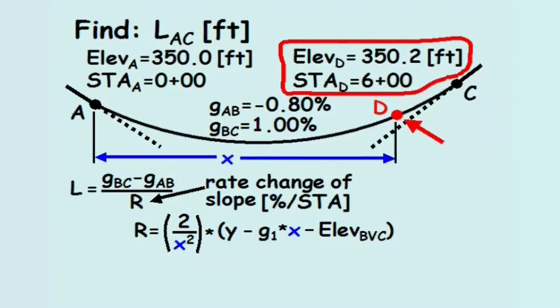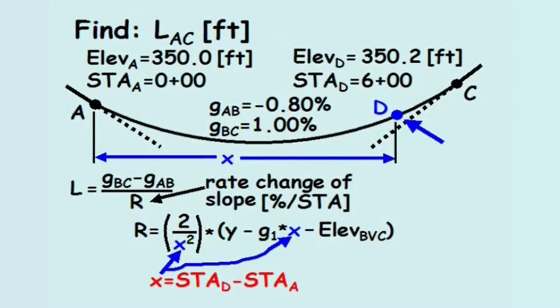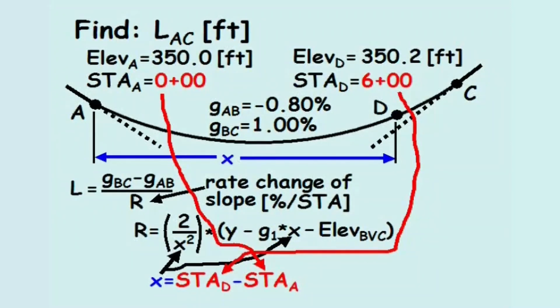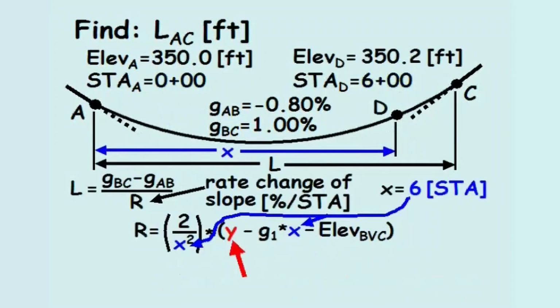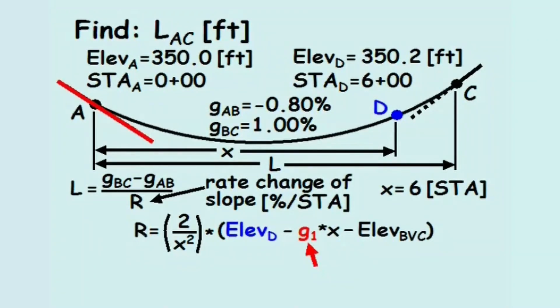Therefore, our equation for the distance x is station D minus station A, or 6 plus 00 minus 0 plus 00, which equals 6 plus 00, or 6 stations. Back to our equation for R, the variable y refers to the elevation of a point of interest along the curve, which corresponds to the point at a distance x from the beginning of the curve, which is our point D. G1 refers to the grade of the line tangent to the curve at the beginning of the curve.